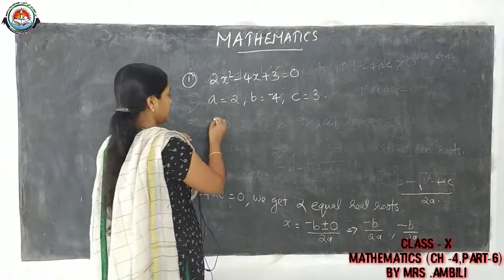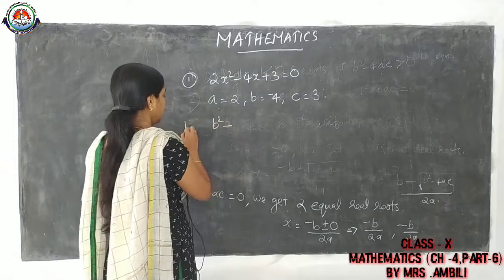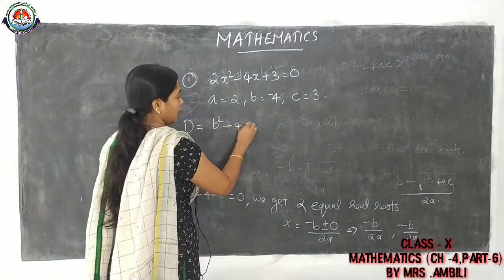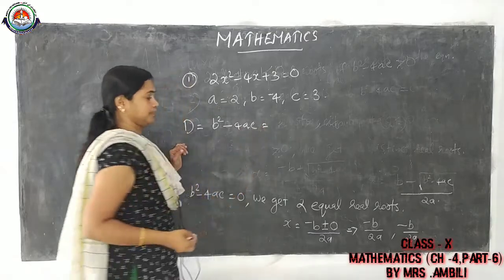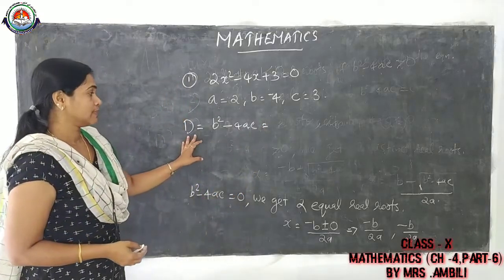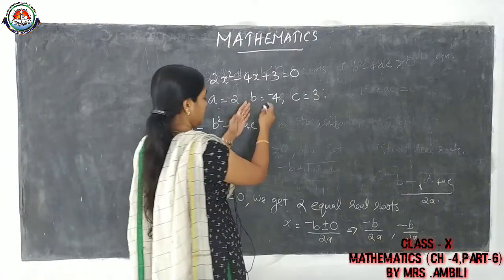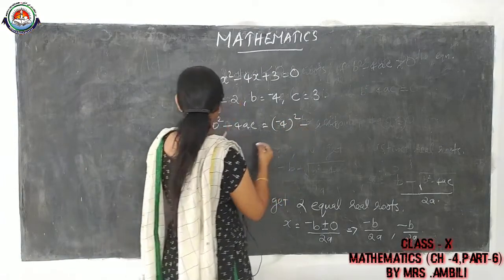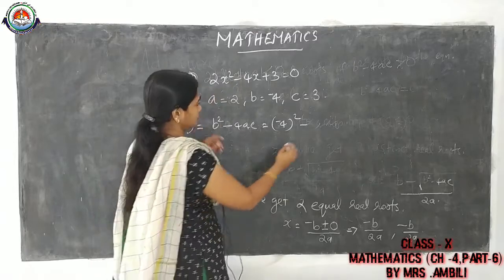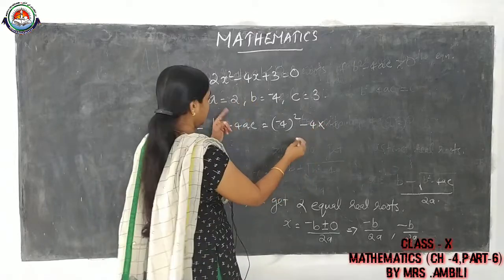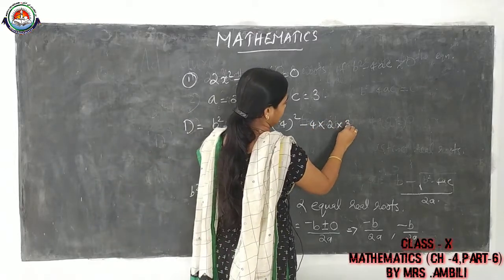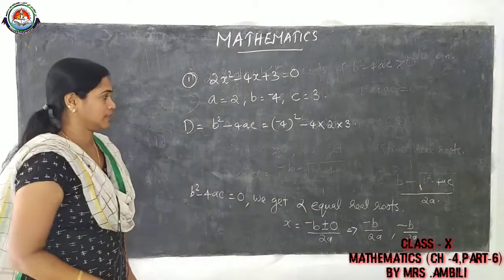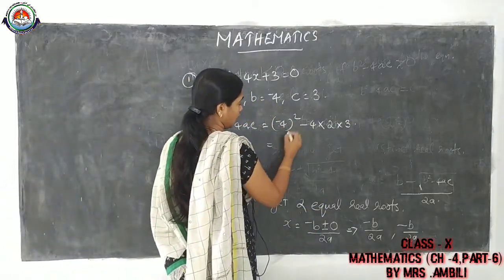Okay. The next step, we need to find the discriminant D equal to b square minus 4ac. What is b square minus 4ac here? What is b? Minus 4 square, minus 4 into a 2, c 3.